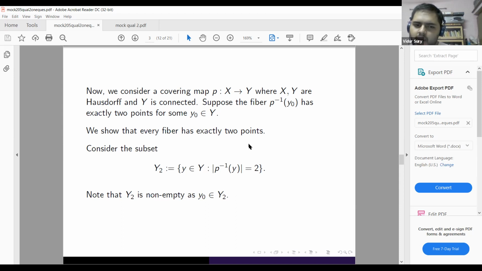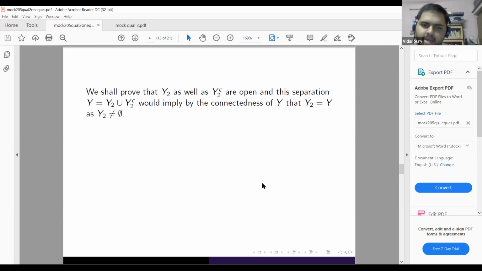So that means that this set Y2 is open because we've gotten a neighborhood for every such y0. So y0 is a particular point, but we could have done this for any y in Y such that p inverse y has 2 points. So since we can find a neighborhood for any such y in Y2, that means that Y2 is open. So now we're going to show that Y2 complement is open as well, so that then Y2 is closed and then Y2 is clopen.